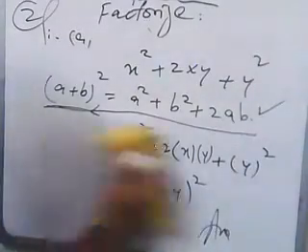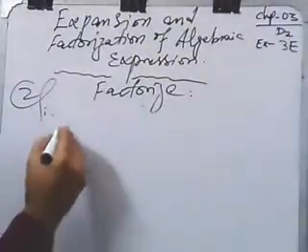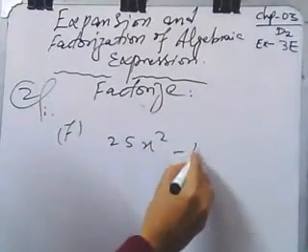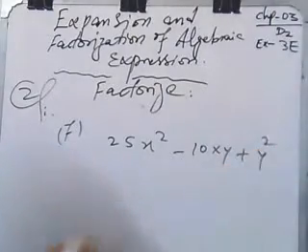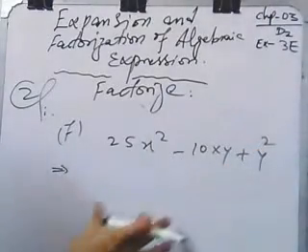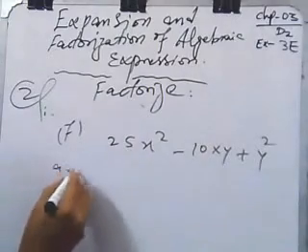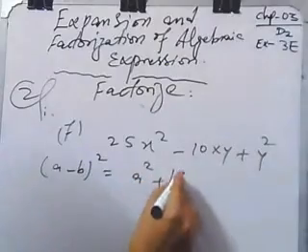Now see another part of this question, that is the f part: 25x² − 10xy + y². So again by the same method, first of all you have to write the formula (a − b)², which is equal to a² + b² − 2ab.